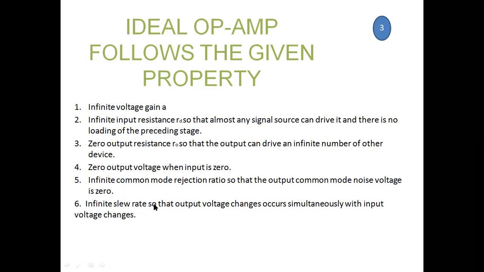There will be a question on MCQs, whether it has infinite or zero CMRR. It also has infinite slew rate. We will see these things in the next session. We are supposed to see these things thoroughly so that the output voltage changes simultaneously with changes in the input voltage, because we get infinite CMRR and infinite SR, which is nothing but slew rate.